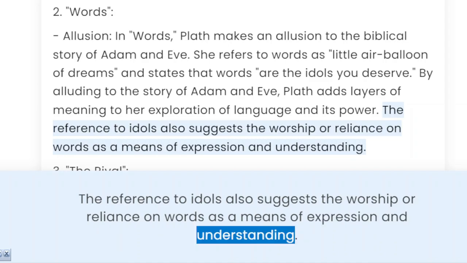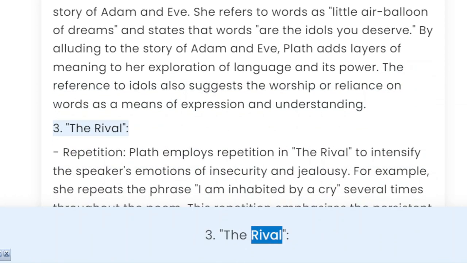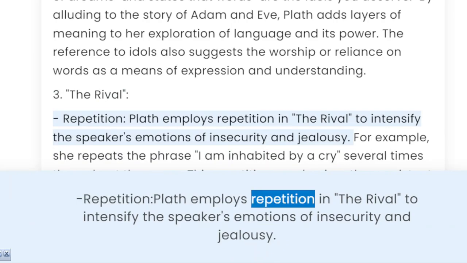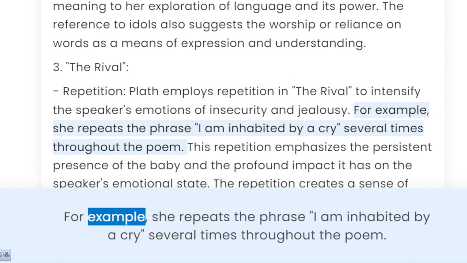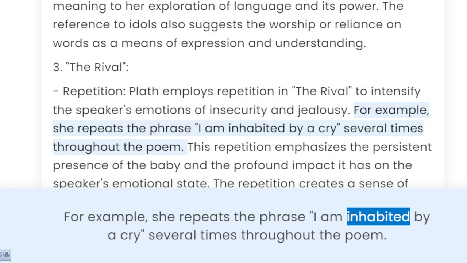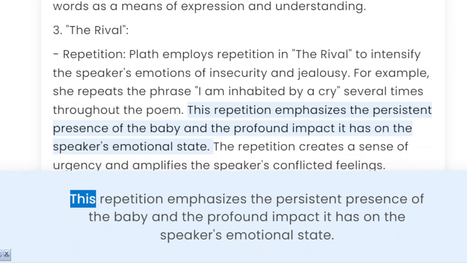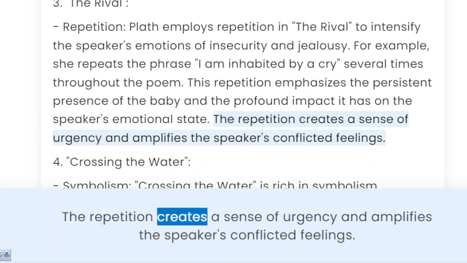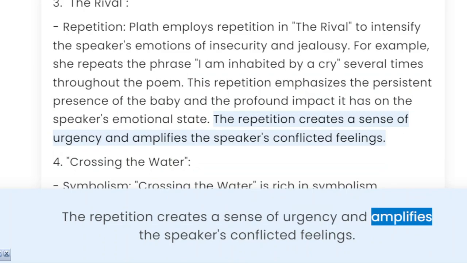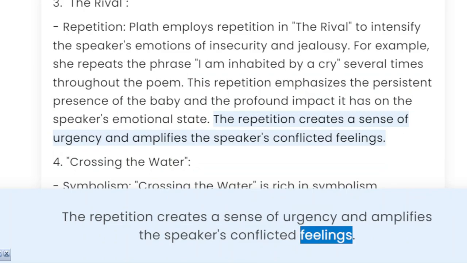3. The Rival. Repetition. Plath employs repetition in The Rival to intensify the speaker's emotions of insecurity and jealousy. For example, she repeats the phrase "I am inhabited by a cry" several times throughout the poem. This repetition emphasizes the persistent presence of the baby and the profound impact it has on the speaker's emotional state. The repetition creates a sense of urgency and amplifies the speaker's conflicted feelings.